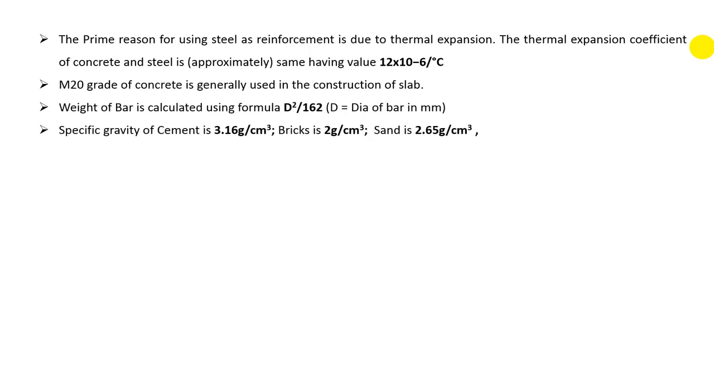The specific gravity of cement is 3.16 gram per centimeter cube, brick is 2 gram per centimeter cube, and sand is 2.65 gram per centimeter cube.